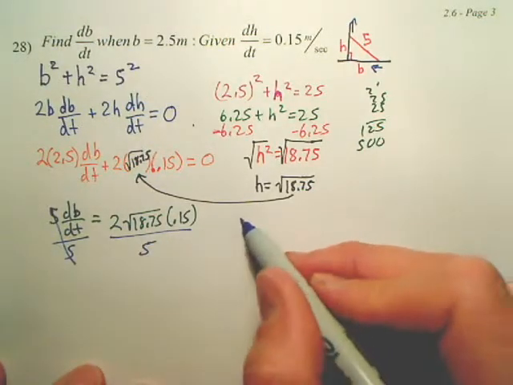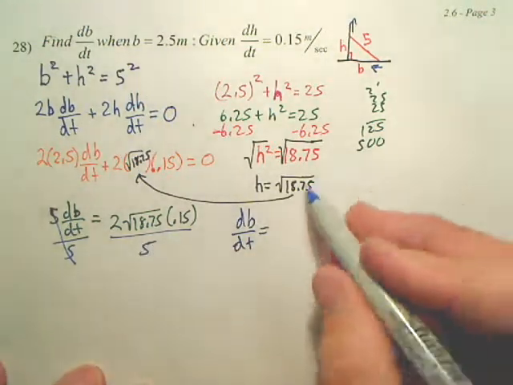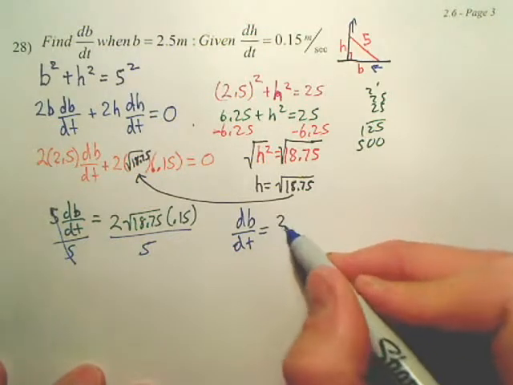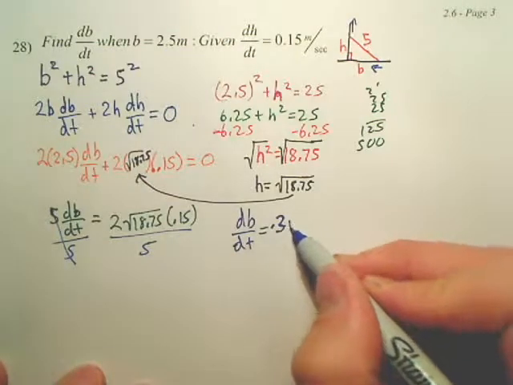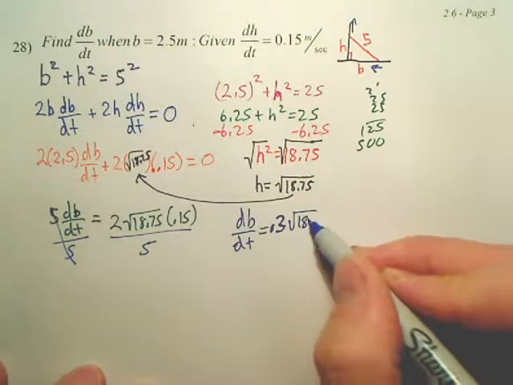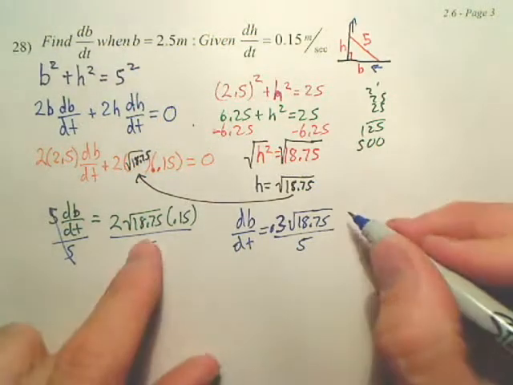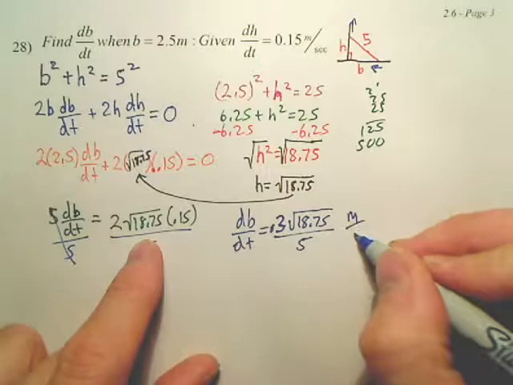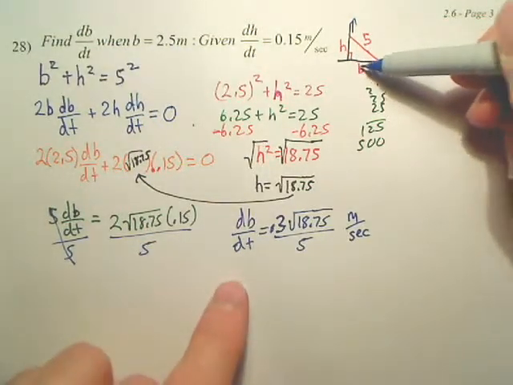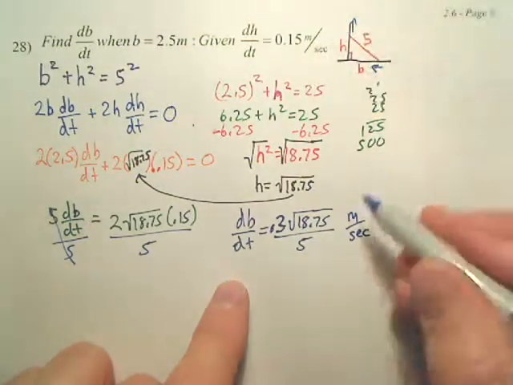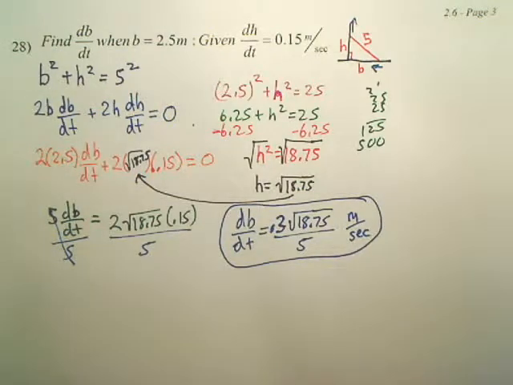So dB dt, should have checked my answer before I started, but it's this. Whatever this equals. It's that 0.3 square root 18.75 divided by 5. And by the way, that is meters per second. Why do I know that? Well, the base is moving at meters, and according to this, it's meters per second. 1.299. It's some number, maybe 1.29 you're saying? 1.299.